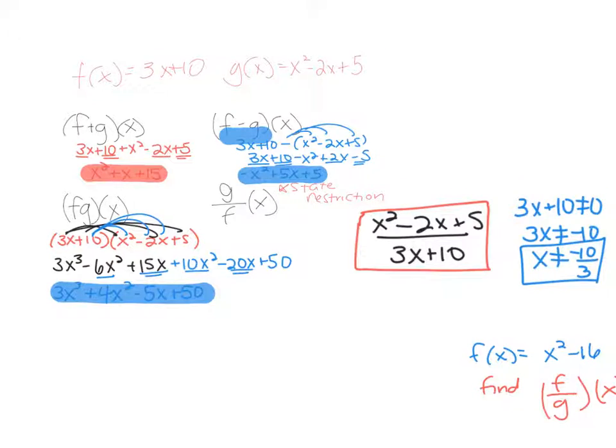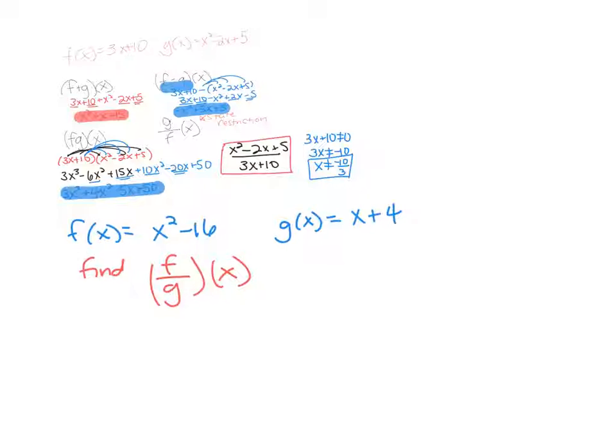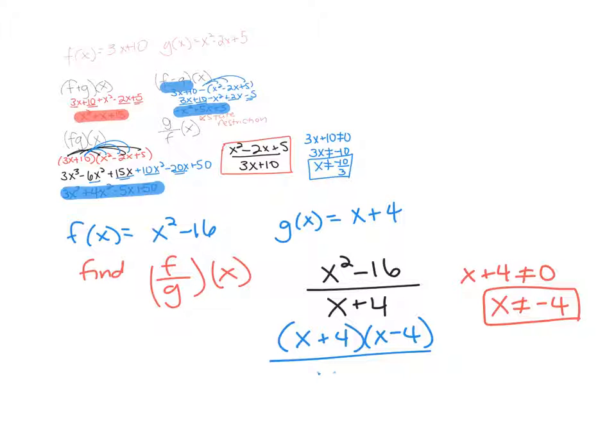Okay. All right. So then let's move on to this last example. This time it's f over g of x. So the f goes in the top, g goes in the bottom. Before I go further, set your restriction. So x cannot equal negative 4. This is my restriction. This time you can factor this, right? x squared minus 16 is x plus 4 times x minus 4. And then the x plus 4's cancel, and I would get just x minus 4.